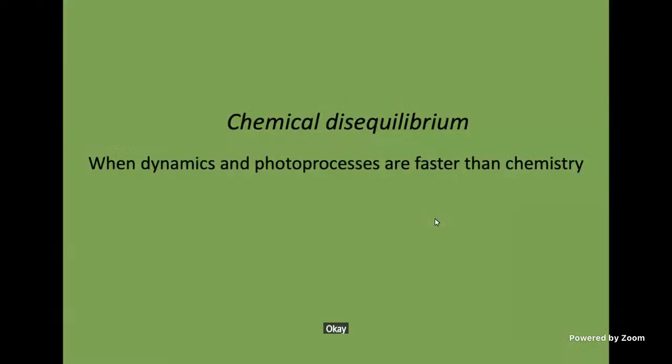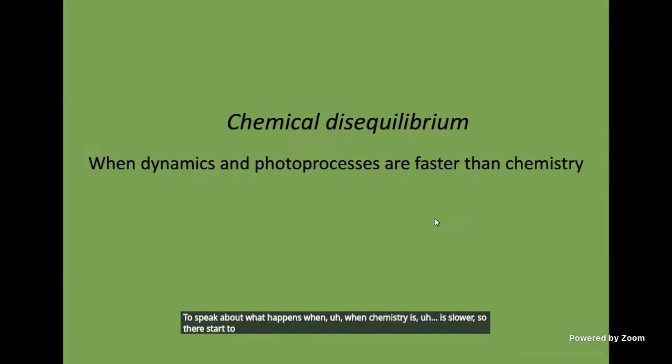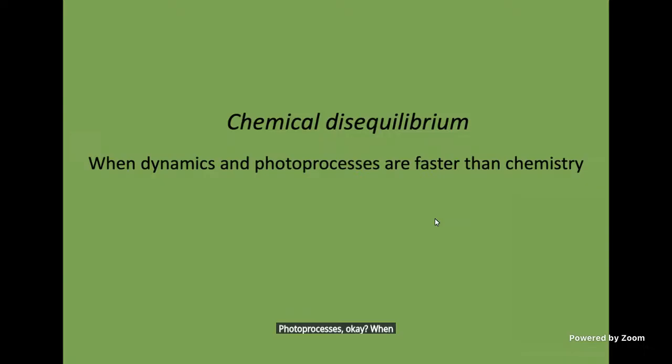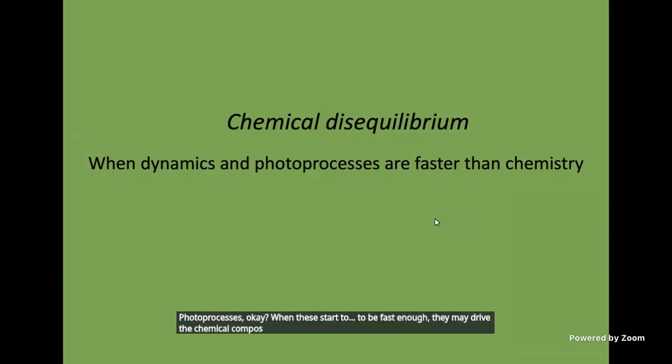Okay. So all this was about some info about chemical equilibrium. Now let's start to speak about what happens when chemistry is slower. So there start to be other processes that compete or are even faster than chemical processes. Usually these are hydrodynamics or dynamics of the atmosphere, or photoprocesses. Okay, when these start to be fast enough, they may drive the chemical composition out of equilibrium, okay?